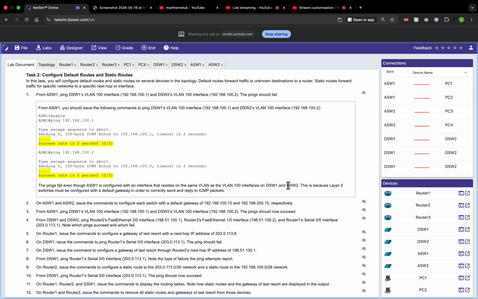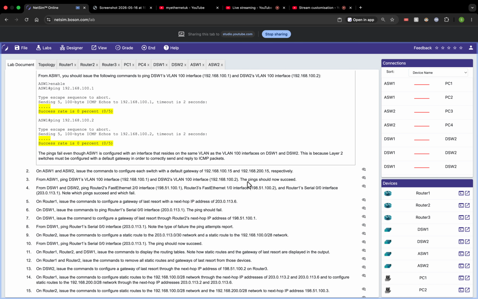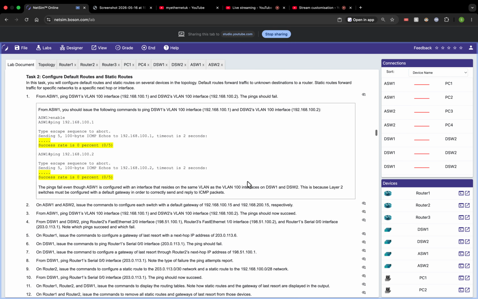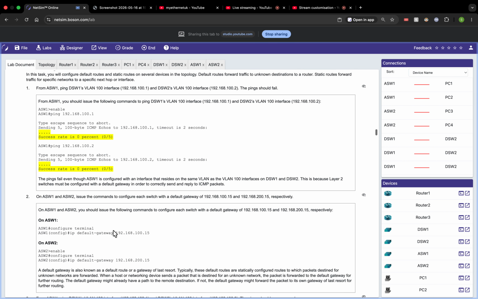Which is 100.2. So does that work? ASW1 ping DSW1's VLAN 100 interface, 192.168.100.1. That didn't work. That didn't work either. Sorry, the success rate is 0%. I saw "success" first and thought it worked. No, success rate is 0%. So both of those failed, like they should have. ASW1 can't ping DSW1's or DSW2's VLAN 100 interface.